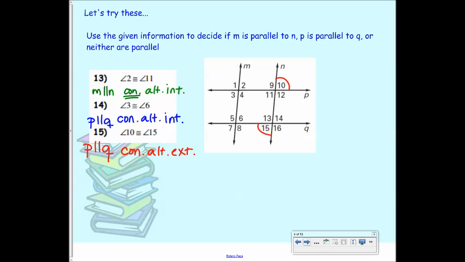You cannot just put converse of alternate. Why? Could be interior or exterior. Yep, so I need enough information. Abbreviate to your heart's content, but I need enough information that I know what you're talking about.